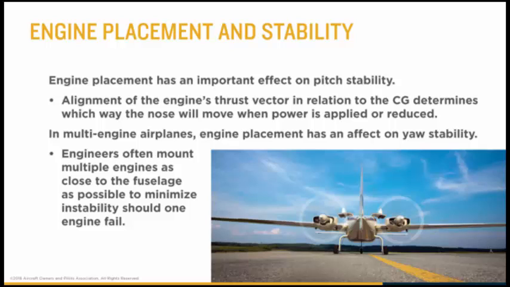In multi-engine aircraft, engine placement also affects yaw stability. With two engines mounted on opposite wings, the thrust of each engine balances the other in flight. If, however, one of the engines fails, that balance is lost. As the good engine continues to create thrust, the airplane will yaw and roll in the direction of the dead engine, severely affecting stability around the longitudinal axis. Engineers may minimize the effect of the asymmetric thrust by placing the engines as close together as they possibly can.